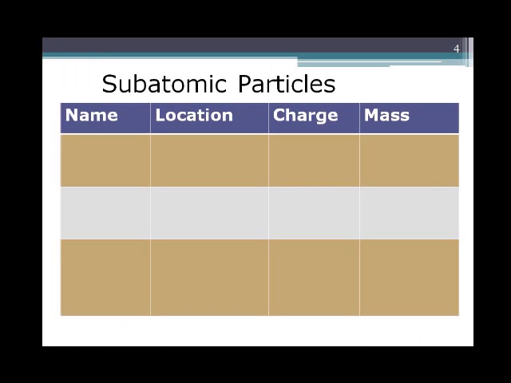Well, there are three of them: the proton, the neutron, and the electron. The proton is found in the nucleus. The neutron is also found in the nucleus.